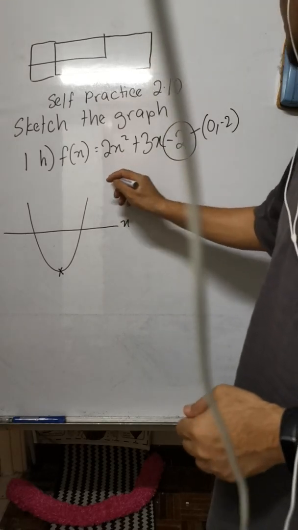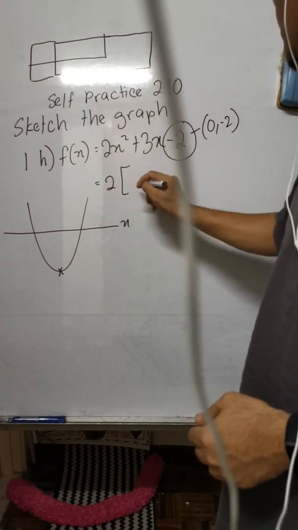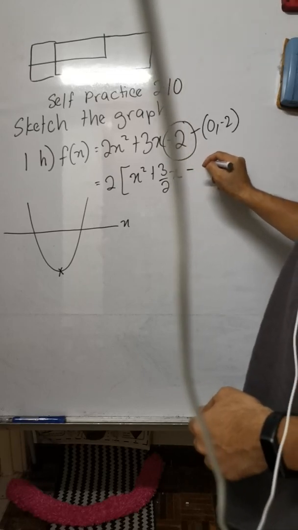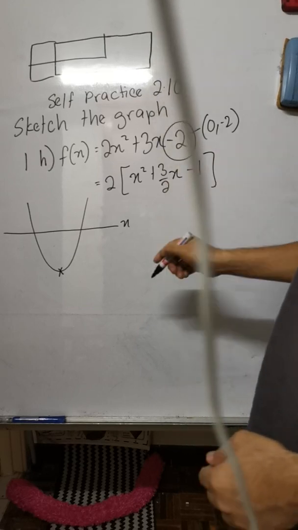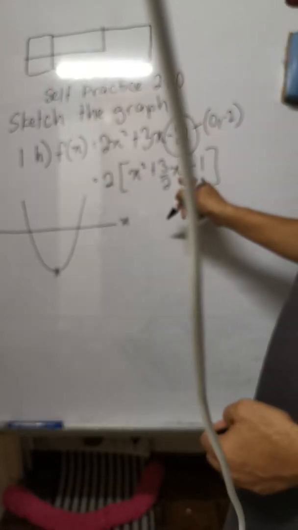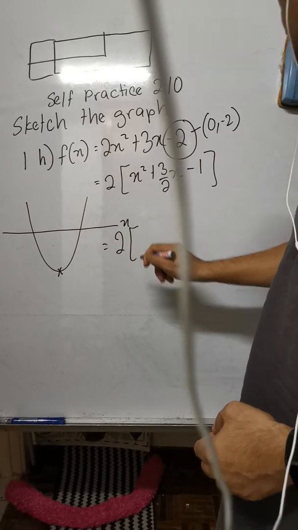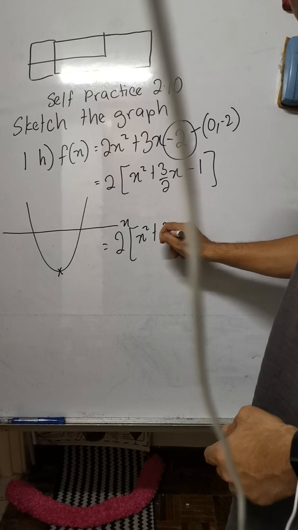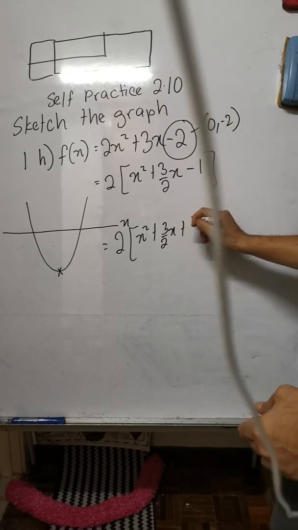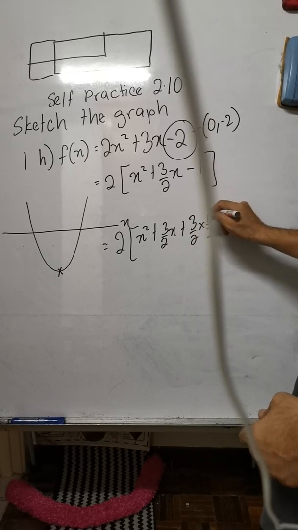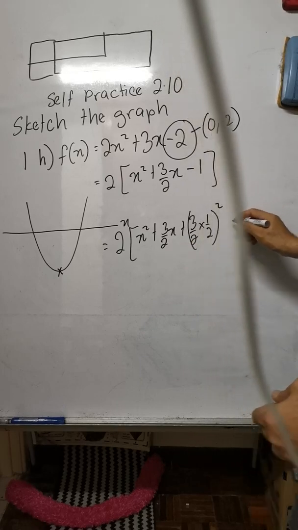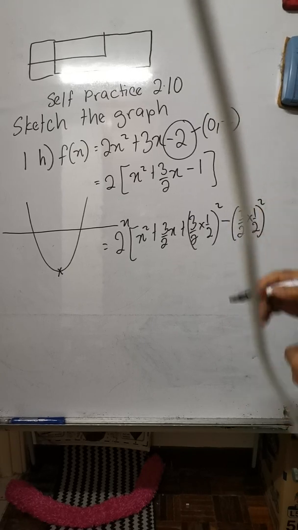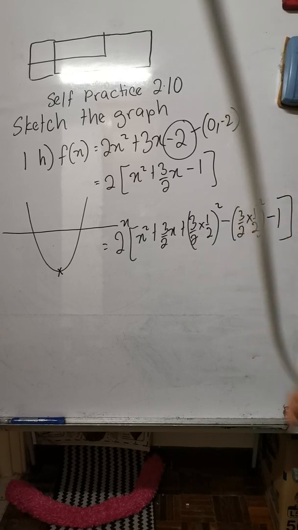So from here, I will divide everything by 2. 2, set the bracket, will be x squared plus 3 over 2 x minus 2 over 2, which is 1. After that, we have to multiply b with 1 over 2 squared. x squared plus 3 over 2 x plus 3 over 2 times 1 over 2. The first term is positive, the second term will be negative. 3 over 2 times 1 over 2 squared, then minus 1. So still inside the bracket.